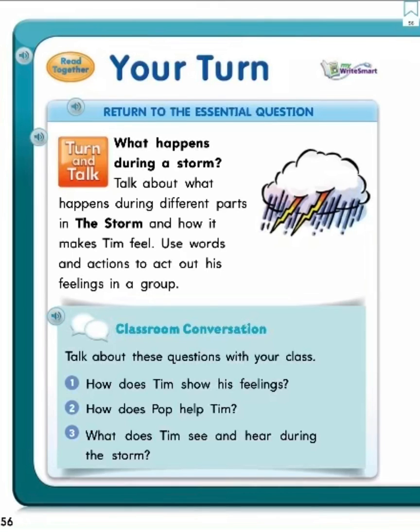Your turn. Return to the essential question. Turn and talk. What happens during a storm? Talk about what happens during different parts in The Storm and how it makes Tim feel. Use words and actions to act out his feelings in a group. Classroom conversation. Talk about these questions with your class. 1. How does Tim show his feelings? 2. How does Pop help Tim? 3. What does Tim see and hear during the storm?